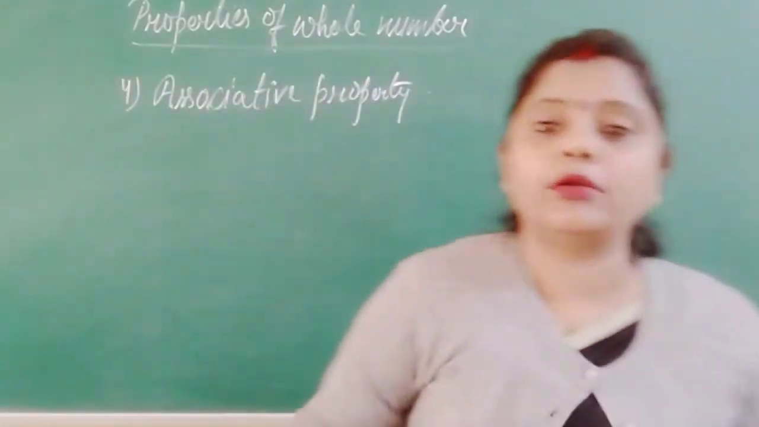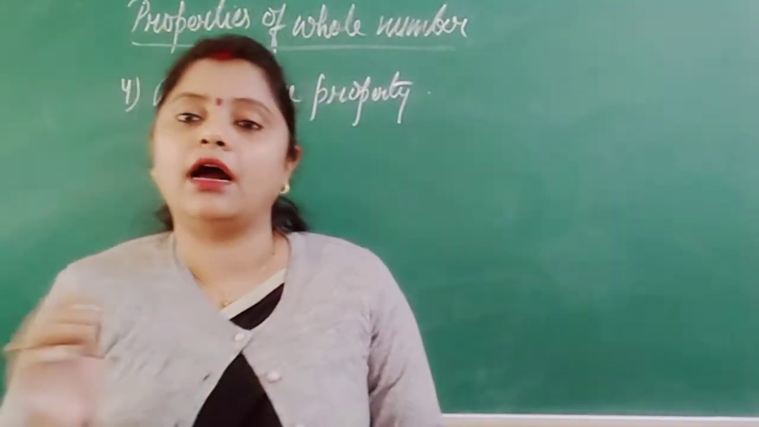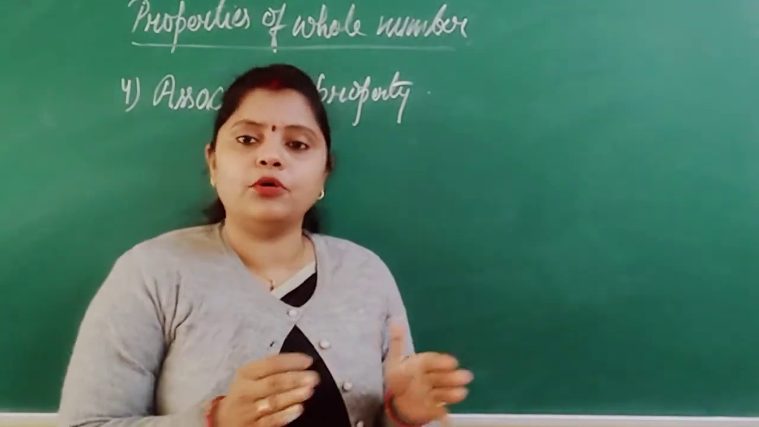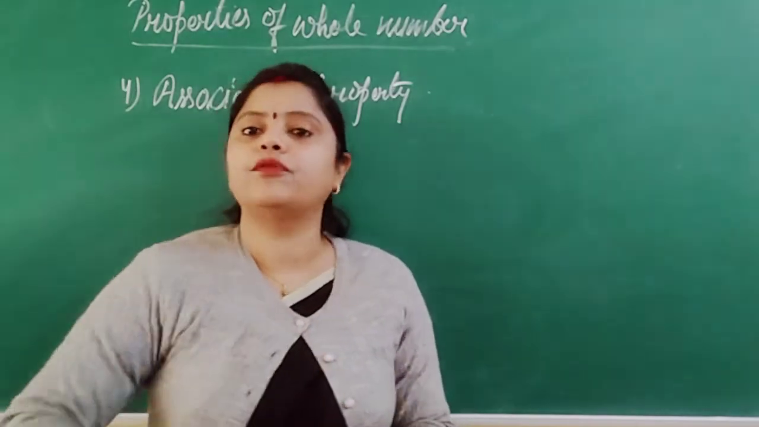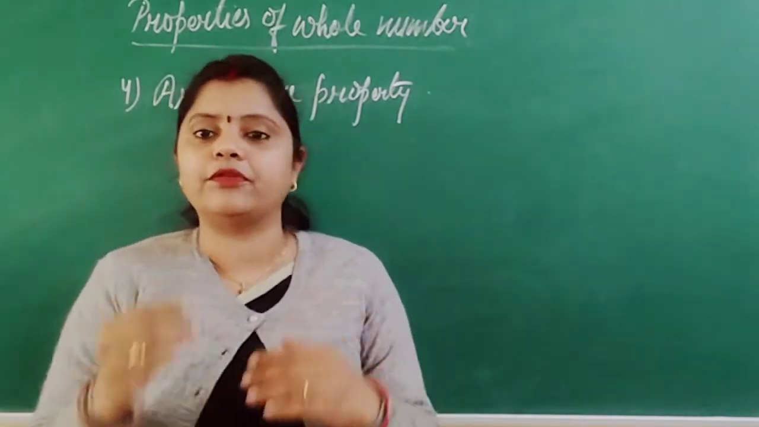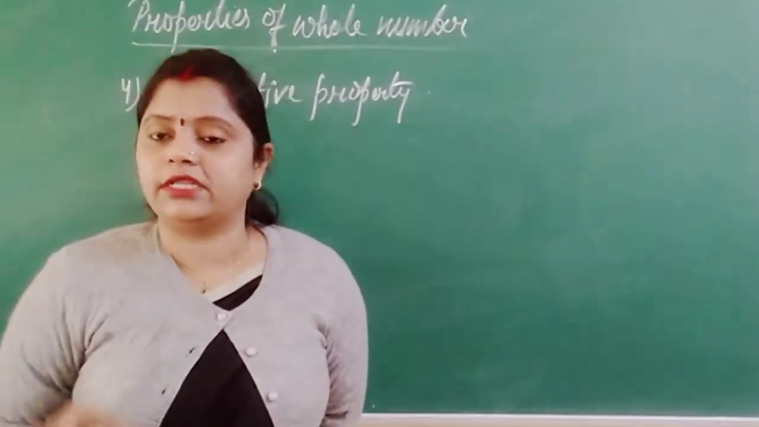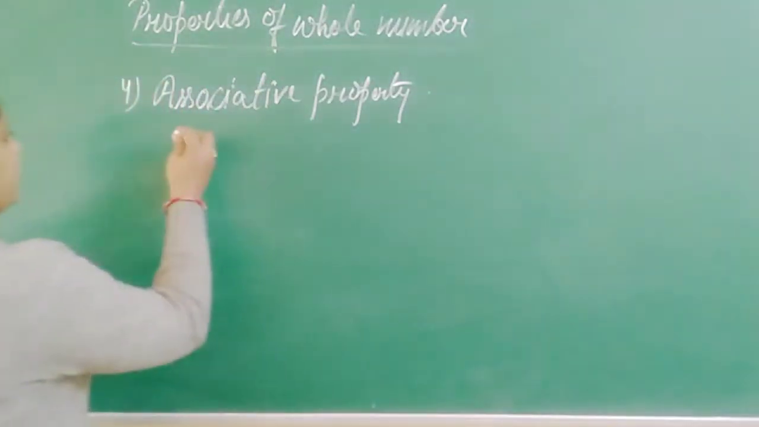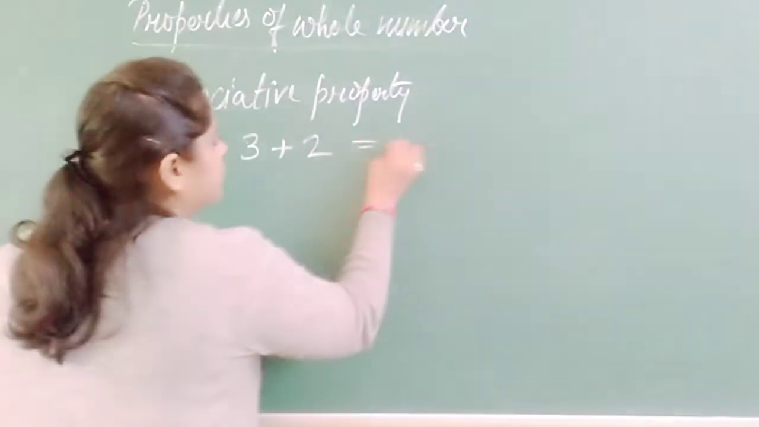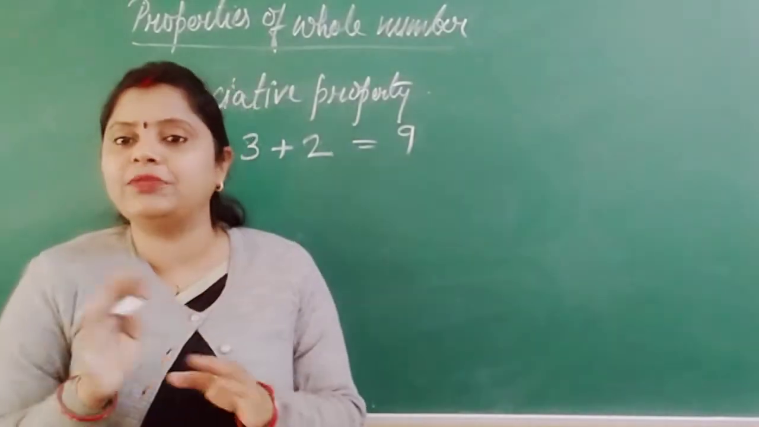Now when we are talking about this associative property, what it basically says is that whole numbers are associated with each other. That means if we group two or more whole numbers in different patterns, then also we will get the same answer. I can understand these words are not clear, but if I write the example, it will be more clear. Suppose I am writing 3 numbers and we are going to add those numbers. See, 4 plus 3 plus 2. We are getting 9.